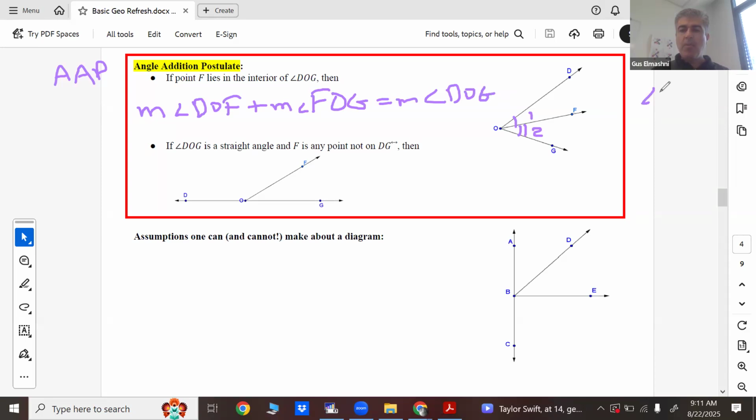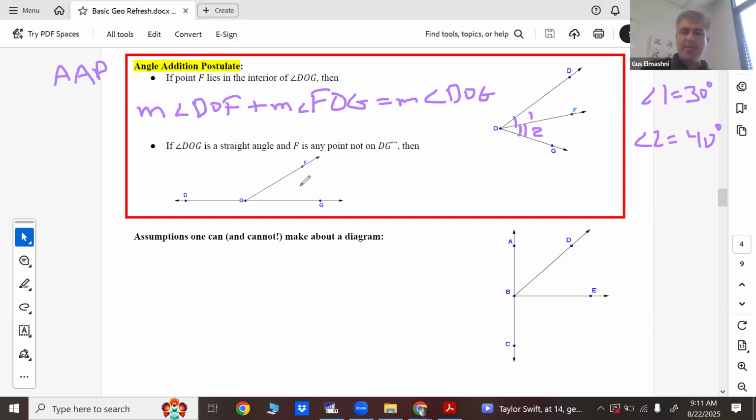So for example, what if angle 1 were 30 degrees? What if angle 2 were 40 degrees? What would be the measure of angle DOG then? That's it. It's that simple. It's that easy.